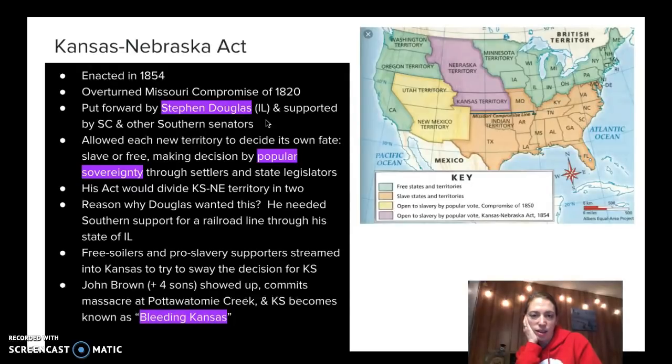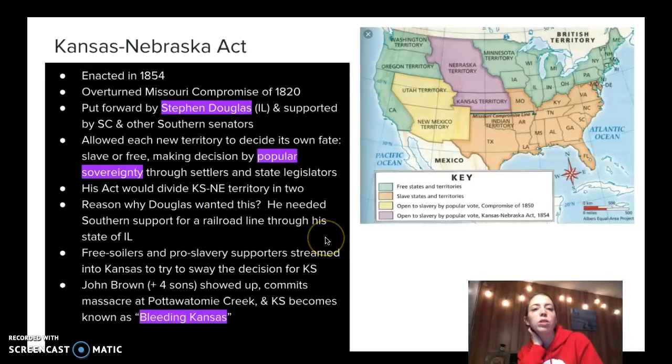Basically, his proposal is that each new territory gets to decide its own fate. Is it going to be slave or is it going to be free? And the settlers get to make the decision through popular sovereignty. Okay? So basically, his act would divide Kansas and Nebraska territory into two parts.